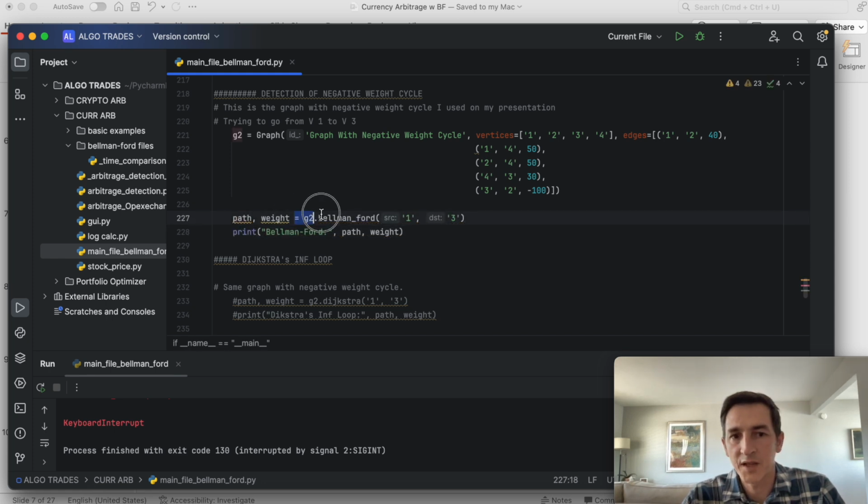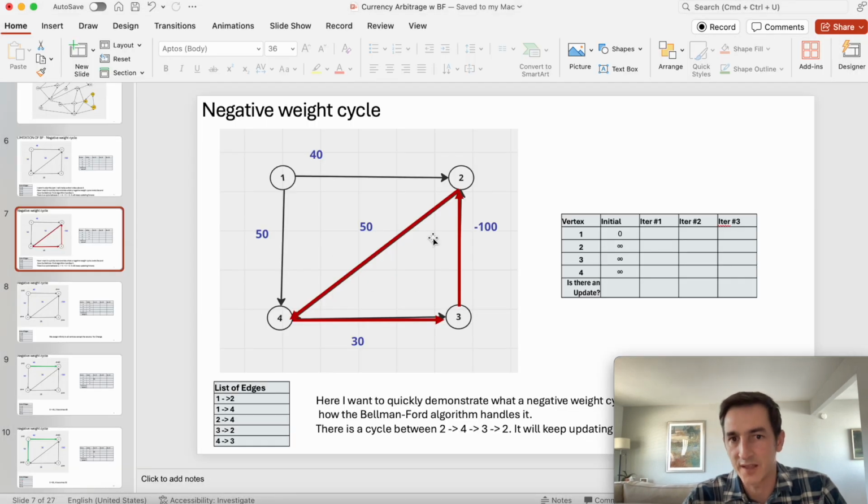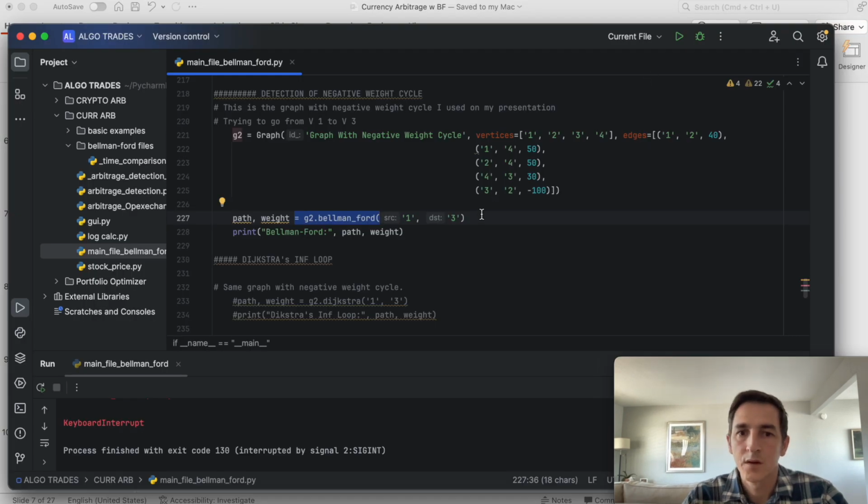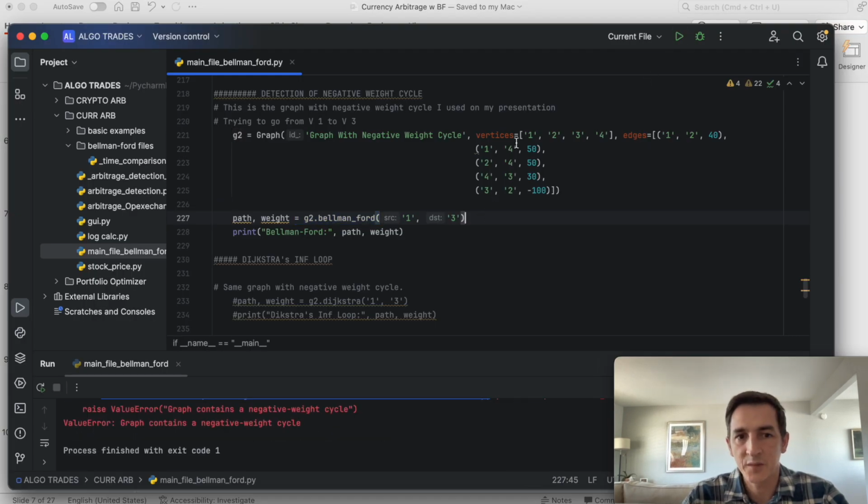If I run Bellman-Ford on this graph, this is the graph again, there is a negative weight cycle on it. If I run Bellman-Ford on this graph, it throws an error and it says graph contains a negative weight cycle. So what's really going on here?